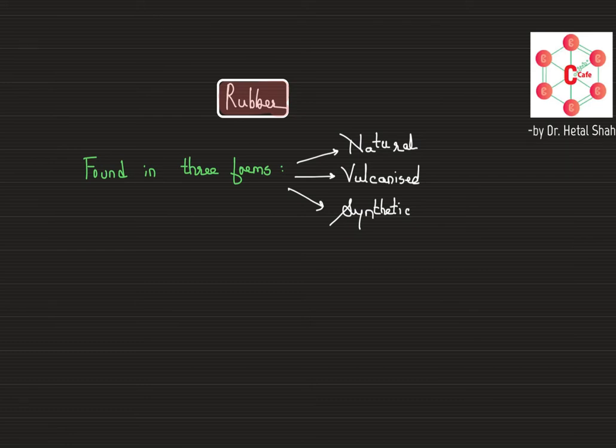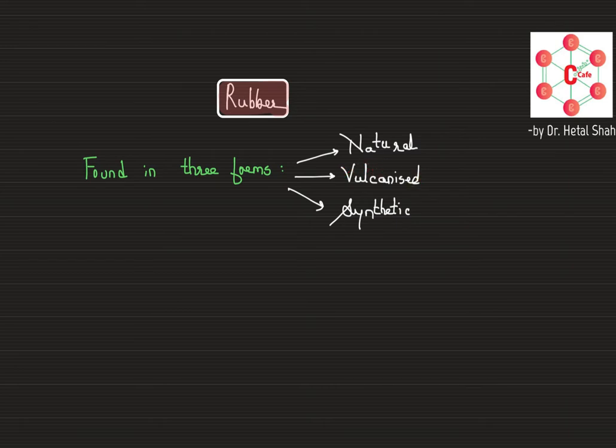So in this video, we would try to find out what rubber is, right? Rubber is also a polymer, and we have rubber available to us in three different forms. You can have natural rubber, which is obtained from the extract of a rubber tree. Then you have the vulcanized rubber.